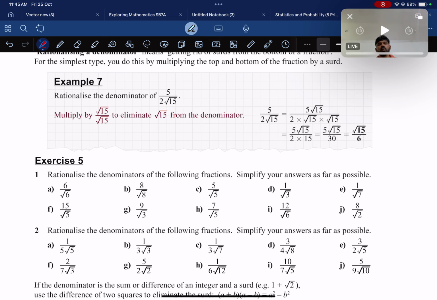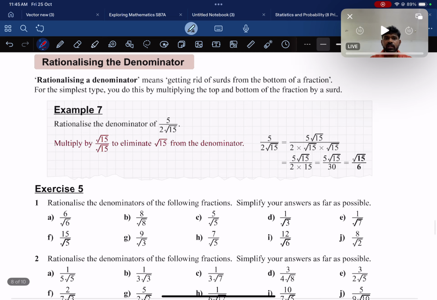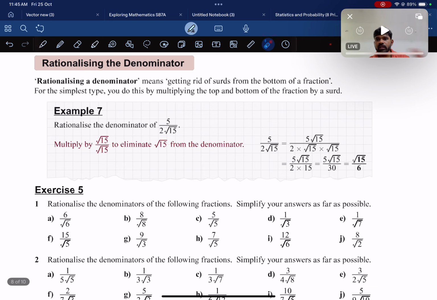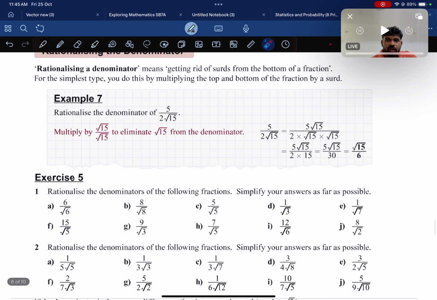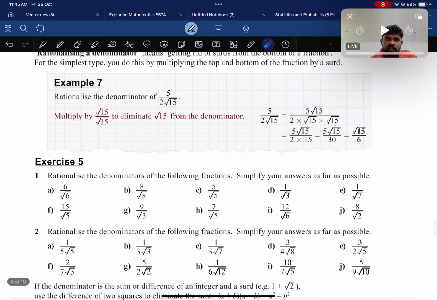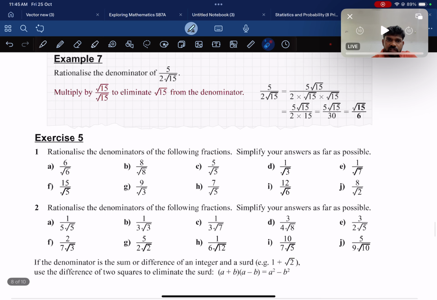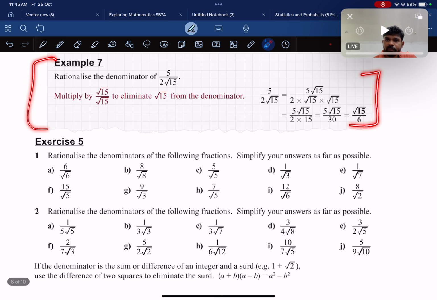Fine. So what do you mean by rationalizing the denominator? This is another topic that is there in your syllabus. Rationalizing the denominator means getting rid of surds from the bottom of the fraction. If you see in this question itself, you can just go through example number 7. You can just pause the video and go through that example number 7.